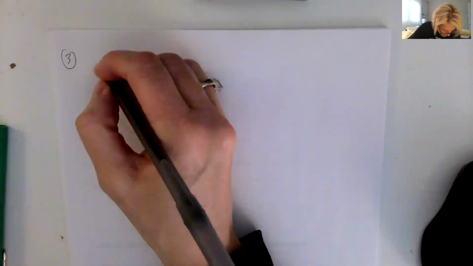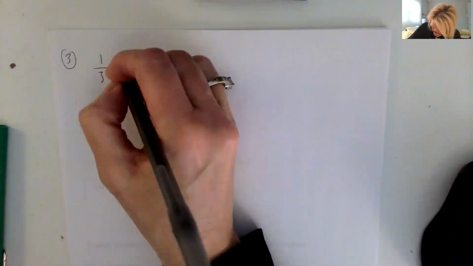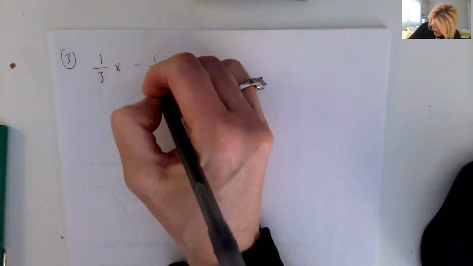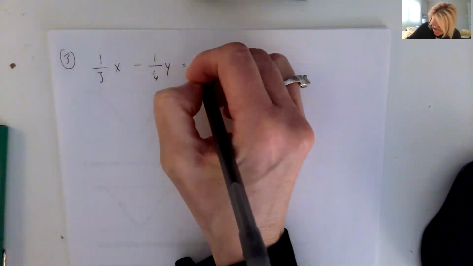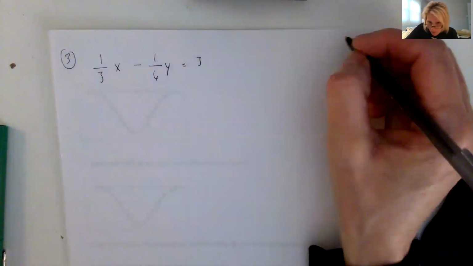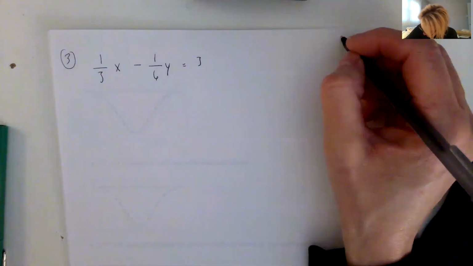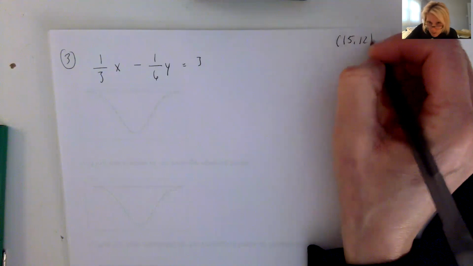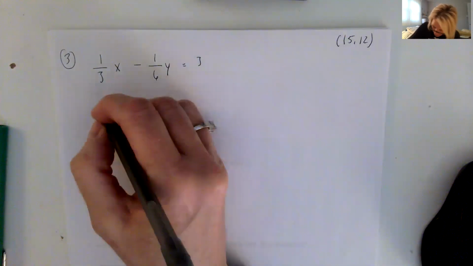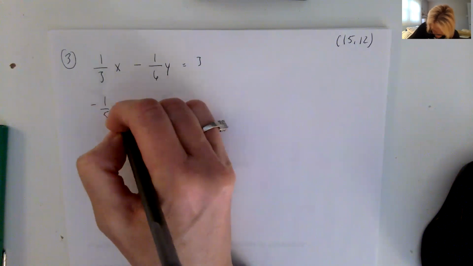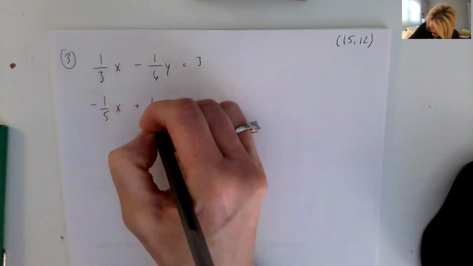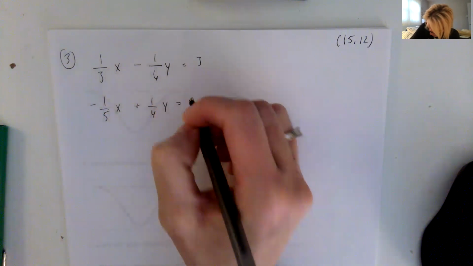Question number 3. This is also in Desmos, so you can check. Go to Desmos, type it in, make sure that you write down what your answer should be. So my two equations are 1/3 x minus 1/6 y equals 3. I'm just going to write my answer up here. Desmos says it should be 15, 12. And then the other equation is negative 1/5 x plus 1/4 y equals 0.